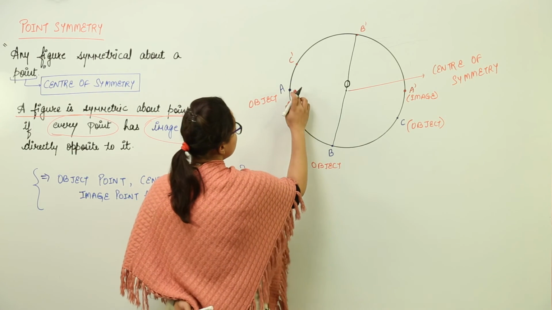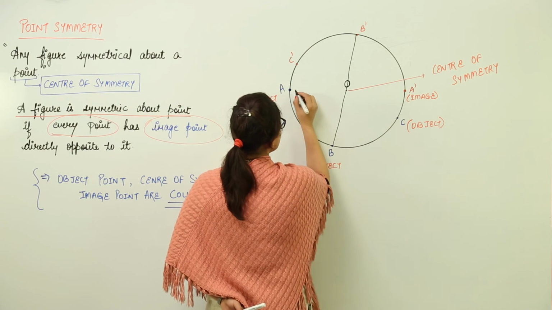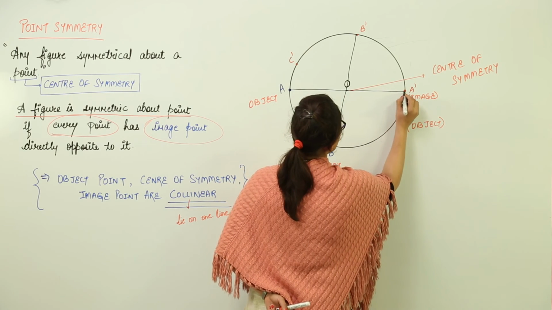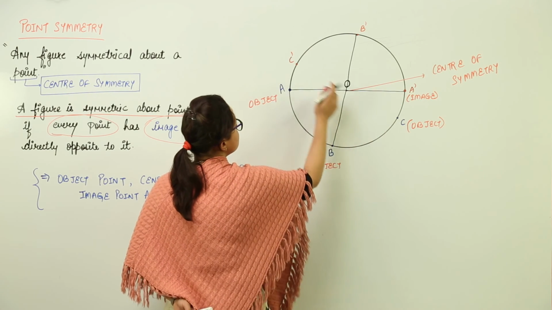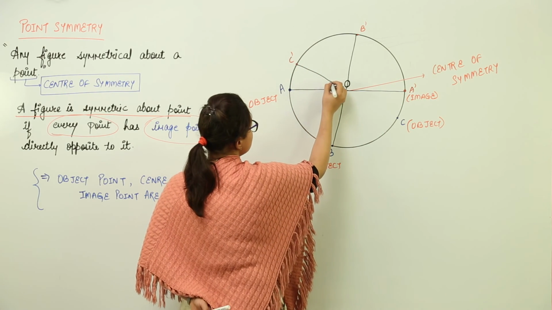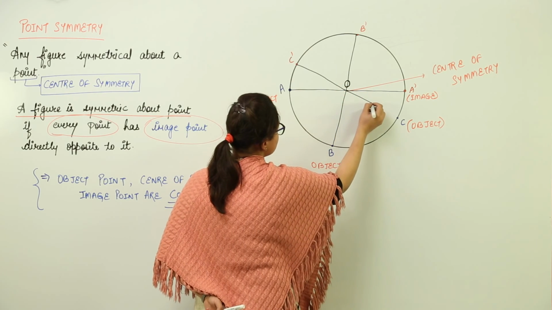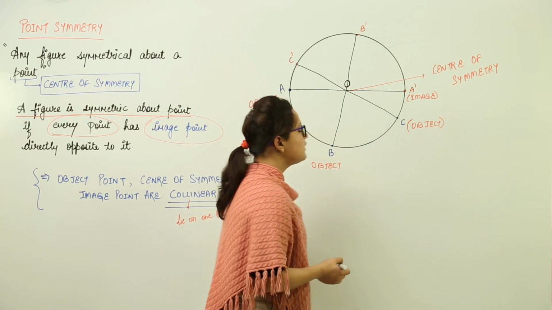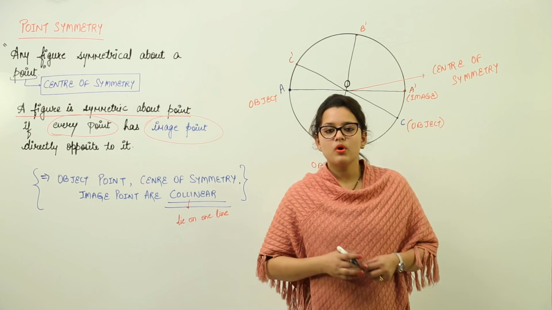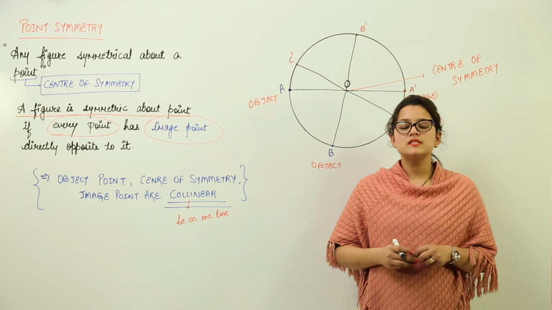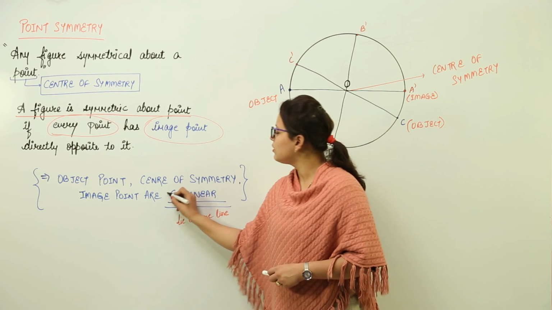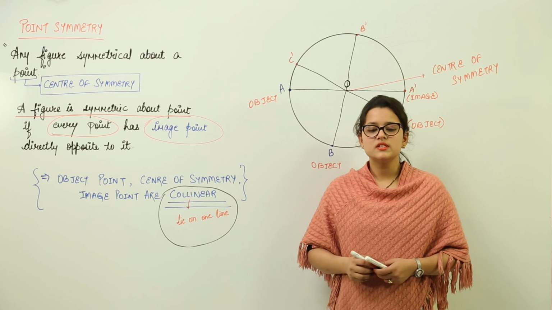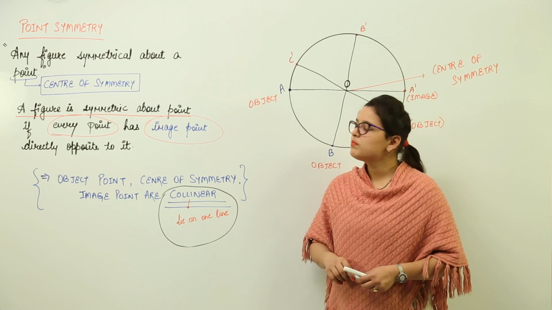If you want to talk about A and A dash, we can check this also, that is, they are also going to lie on the straight line. Again for C dash and O, you can check that these are also going to lie on the straight line. So we can conclude that the object point, image point and center of symmetry are always collinear to each other, that is, they always lie on the same line. So that was about point symmetry.